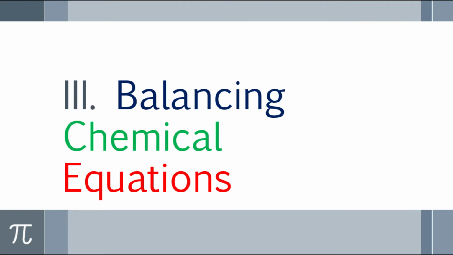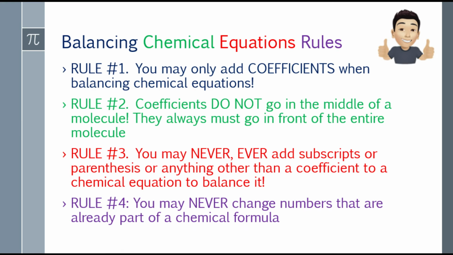Alright, so dito na tayo sa balancing chemical equations. So, let's start with the rules muna. Rule number 1, you may only add coefficients when balancing chemical equations. Okay, pwede lang tayo mag-add ng coefficients. Di tayo pwede mag-edit ng subscript, or di tayo pwede magbago ng number. Basta magdadagdag lang tayo ng coefficients.